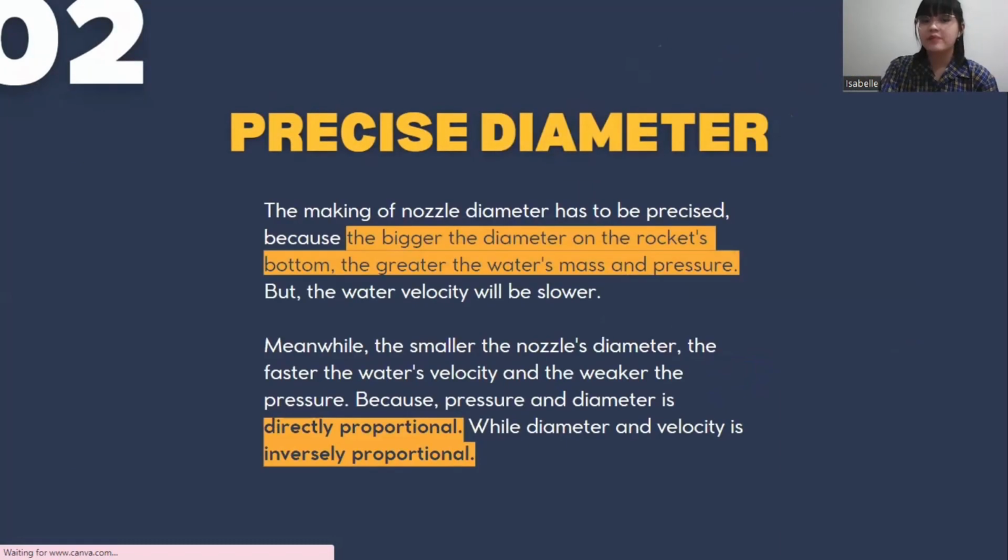Precise diameter. The making of the nozzle diameter has to be precise because the bigger the diameter at the rocket's bottom, the greater the water's mass and pressure. But the water velocity will be slower. Meanwhile, the smaller the nozzle's diameter, the faster the water's velocity and the weaker the pressure, because pressure and diameter are directly proportional, while diameter and velocity are inversely proportional.